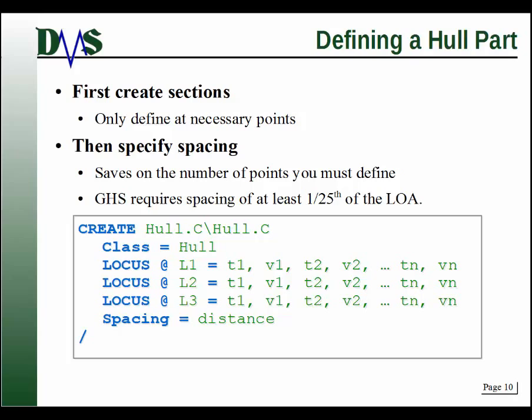There's a nice trick here. The locus statements, just put them where you need them to define the changes in your hull. And then you're going to specify a command called spacing. And spacing is going to actually be where you'll tell GHS what is the maximum spacing that you want between these stations, between these section shapes. And then GHS is actually going to look at the defined locus statements you have and interpolate between those locus statements to put in sections at the spacing that you've requested. So that's a major time saver for you. And then of course we have our / to close off the command.